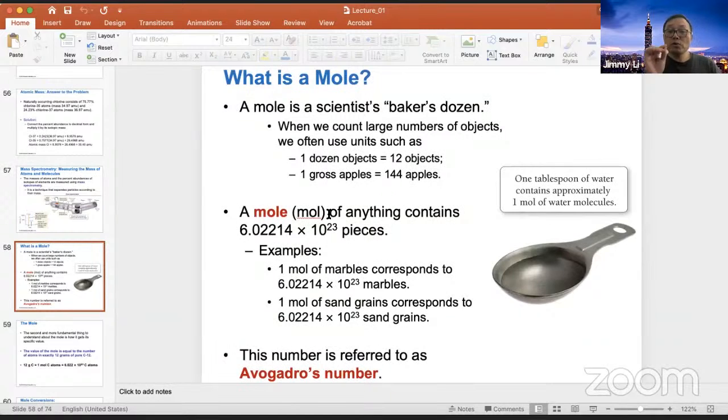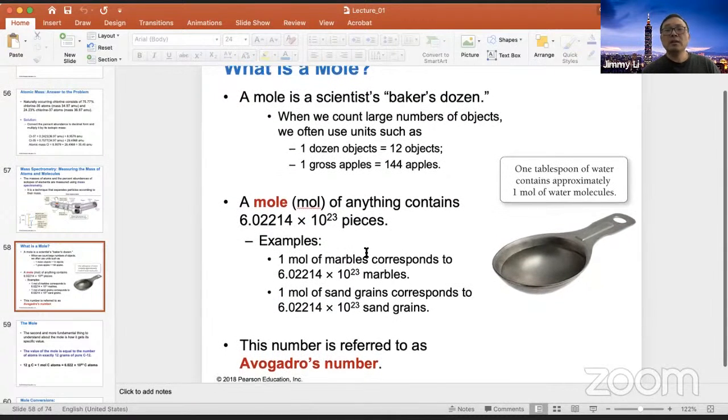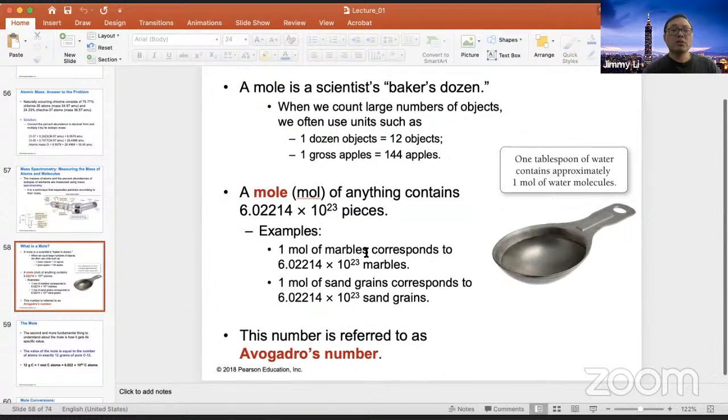Now we're going to switch gears a little bit here, and we would like to introduce you to something called a mole, because there are just so many particles here that our old number system, our dozen, our counting system, doesn't really work. A dozen means a quantity of 12, a gross means a quantity of 144. They're just way too small. So that's why scientists invented a unit called a mole.